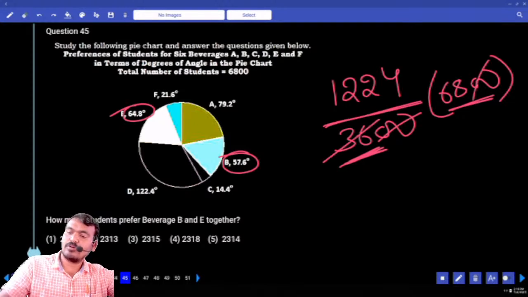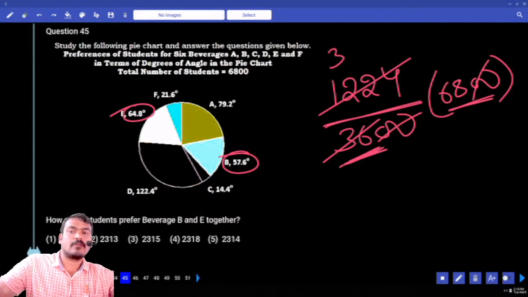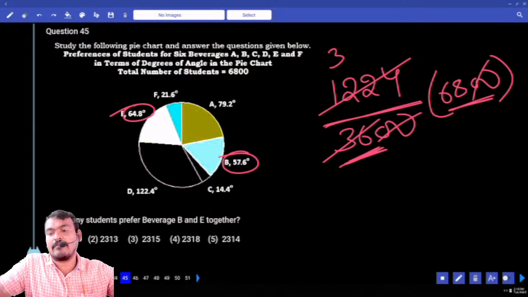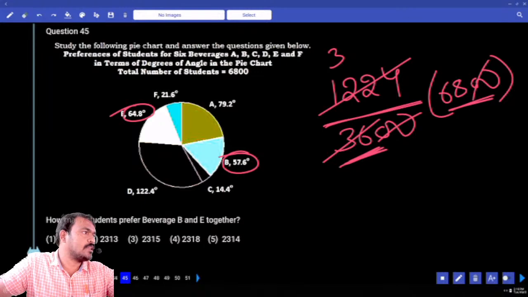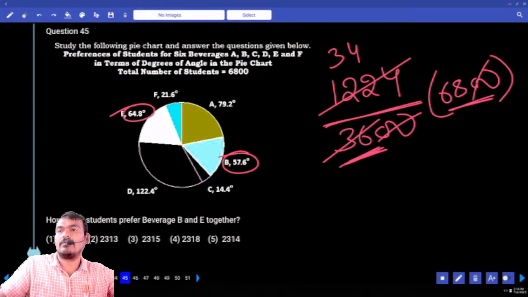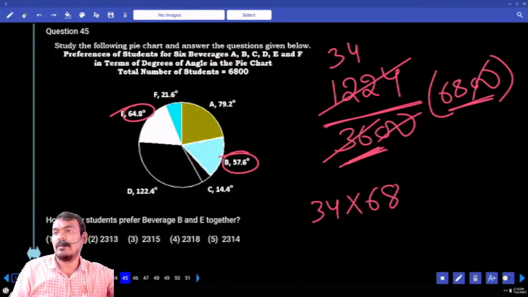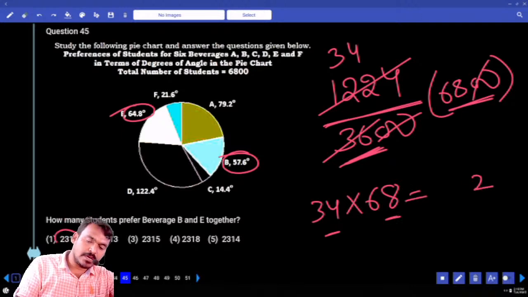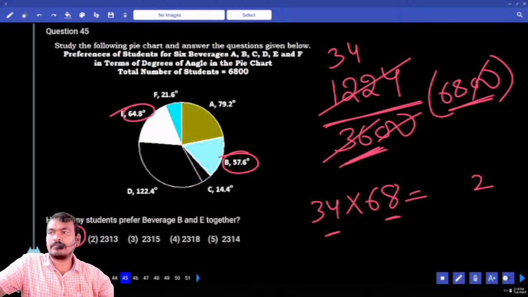Next, 36 how many times? 1224. 36 3 is how much? 108. What is the remaining value? 14, or not? Means 144. How many times? 4 times, or not? 34 into 68. Ending with 2, or not? Which option? First one.